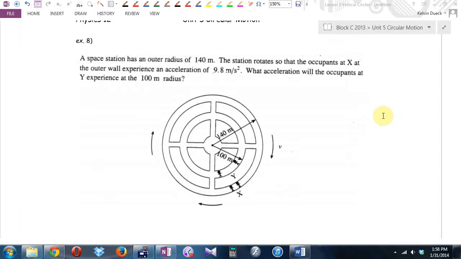So a space station has an outer radius of 140 meters. The space station rotates so that the occupants at X experience an acceleration of 9.8 meters per second squared. Hakeem, this goes a little bit to the question you were asking earlier today. At what acceleration will the occupants at Y experience at the 100 meter radius? You know what I can tell you? Less than 9.8. They're going to feel lighter. How much less? Well, I'm kind of seeing two parts.